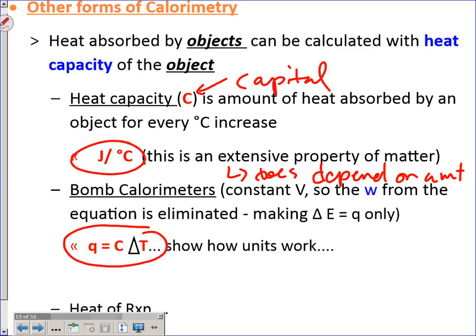Notice I'm not talking about the substance that's doing the heat exchange. I'm talking about the container itself. Okay, so this is for container only. So write down what you need to there, and I'm going to tell you a little bit more that I missed here.